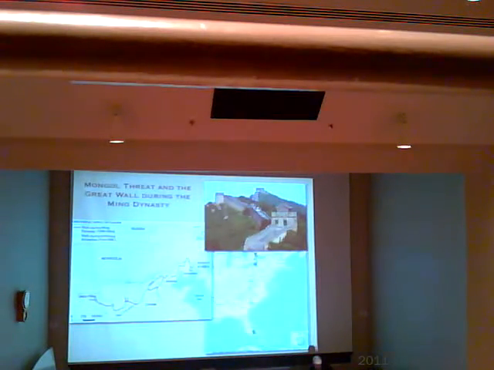So the last Yuan emperor fled Dadu, the capital, in 1368, and then Zhu Yuanzhang, the first Ming emperor, eventually took over Dadu, Beijing, himself and established the Ming capital. And the Mongols never were able to reinvade China, although China was never able to invade them either. So it was a constant, ongoing back and forth.